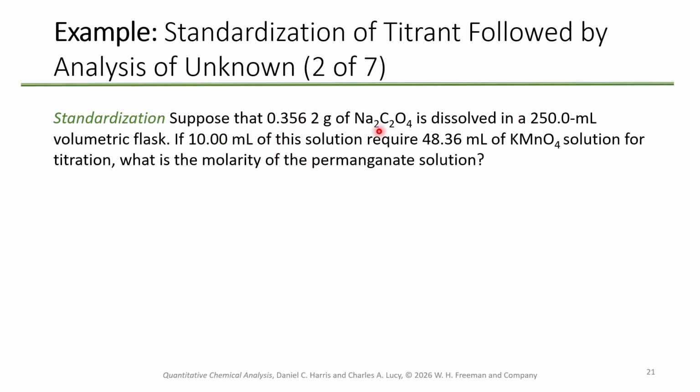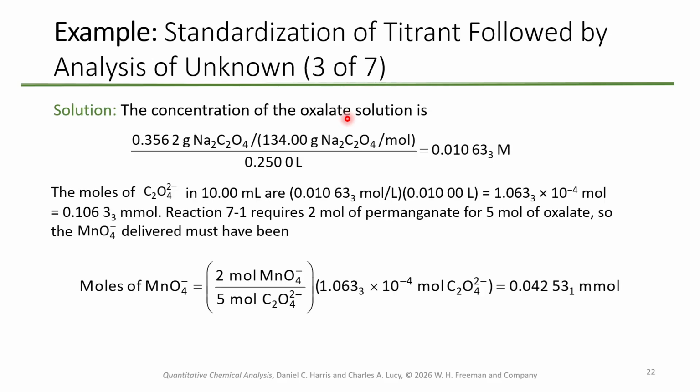If 10 milliliters of the solution required 48.36 milliliters of potassium permanganate solution for titration, what is the molarity of the permanganate solution? Okay, so you have a molarity there, don't you? First thing you need to do is figure out the molarity here. Can I use grams to figure out molarity directly? I need to convert that to moles, right?